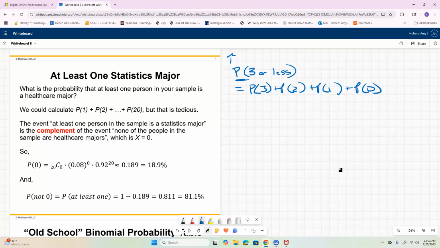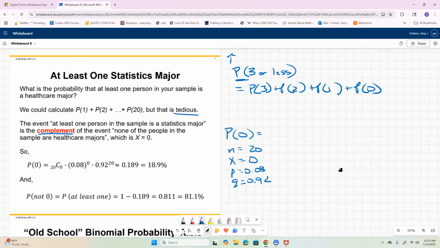Okay, so in this case, it says, what is the probability that at least one person in your sample is a healthcare major? Well, you could do probability of 1 plus probability of 2 plus probability of 3 all the way up to 20, but that's really tedious because that's 20 calculations we would have to do. And so if you get a problem where it's easier to do the opposite of what they're asking, remember that that opposite event is called a complement. So it would be a lot easier to calculate the probability that no students are healthcare majors out of the 20 that we select. That would give us an N of 20, an X of 0. We still would have our P of 0.08 and our Q of 0.92.